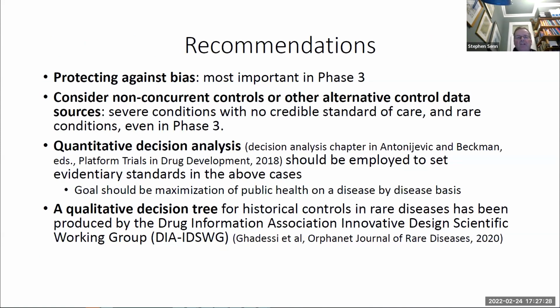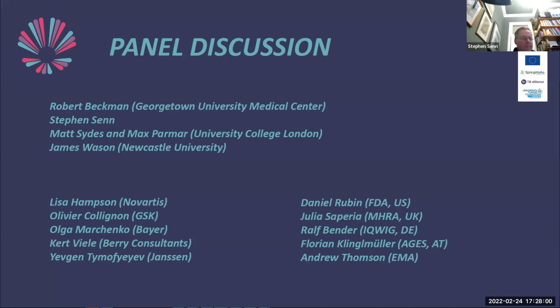Next slide, please. So recommendations: protecting against bias is most important in phase 3. I think all the speakers have more or less recognized that. However, there are other circumstances in which one might consider non-concurrent controls or other alternative control data. There are also different types of quantitative decision analysis which might be considered. And Robert finishes by recommending that some sort of qualitative decision tree could be used. I'm not competent to go into that. Next slide, please. I think that's the end.